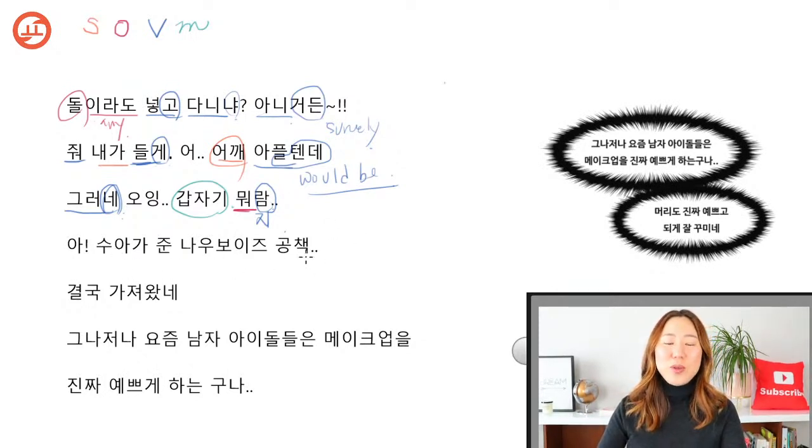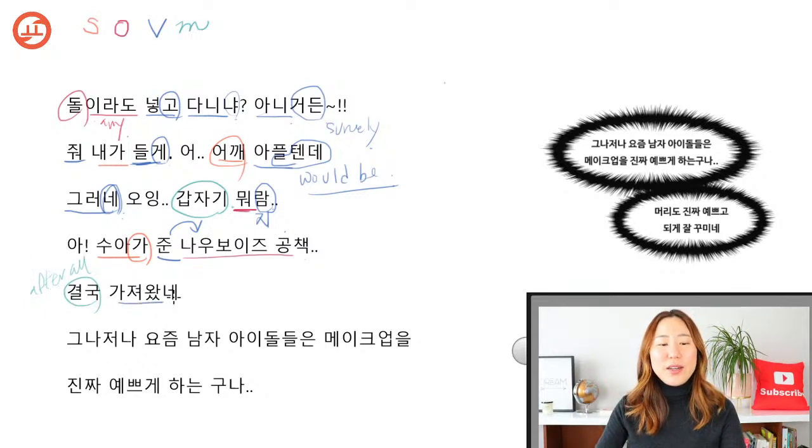수아가 준 나우보이즈 공책. 수아가 준, give, 나우보이즈 공책. So we don't know what it ends with. I brought here maybe. 결국 가져왔네. Maybe they'll go together. After all, 가져왔네. I brought it here. Exclamation. After all, I brought this notebook that Sua gave.